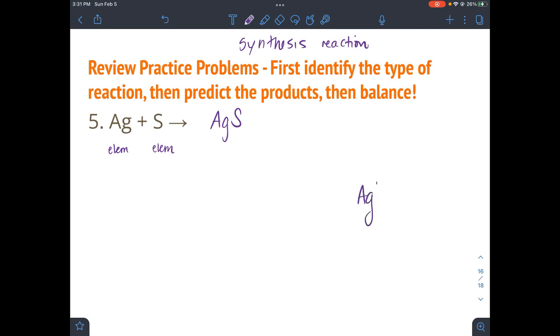So Ag has a charge of +1. It's often forgotten, but it is on your ion sheet. Sulfur has a charge of -2. So if I crisscross that -2 down, I'm going to have Ag2S. The final step would be to balance this chemical reaction. Ag starts with 1, ends with 2, so I need to put a 2 in front of my reactant silver. Sulfur is 1 and 1, so it's already balanced. So this is my balanced synthesis reaction for silver and sulfur.